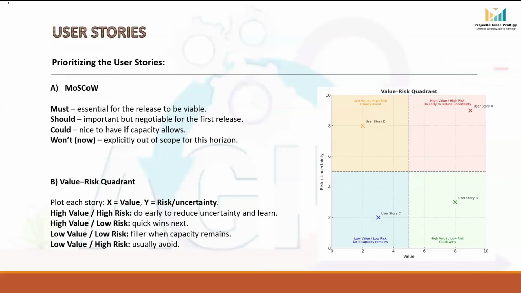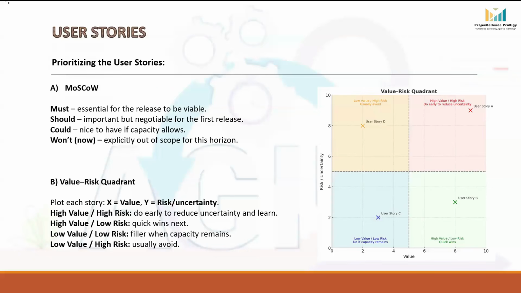First is MoSCoW prioritization. This method is a simple but powerful way of classifying user stories based on how essential they are to a release. Here, M stands for must have. These are non-negotiable requirements or user stories. If we don't deliver them, the product or release won't work. They are the core functionality.